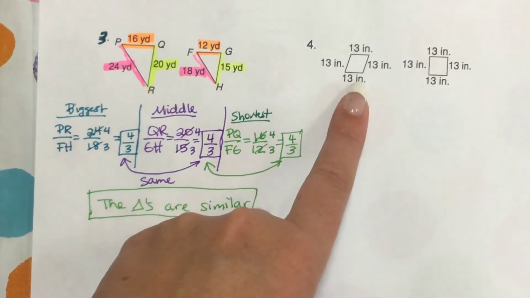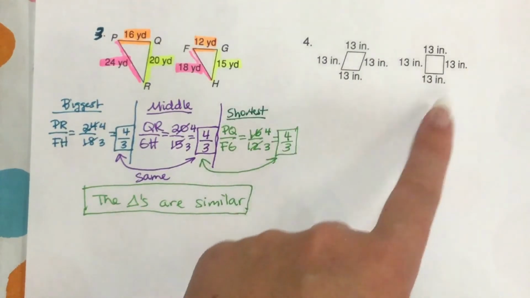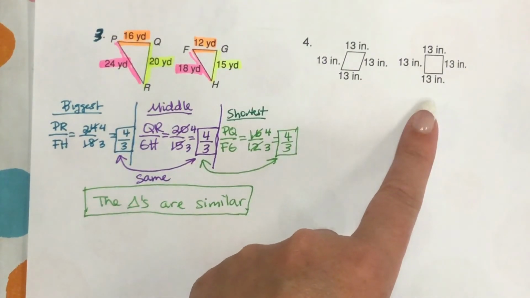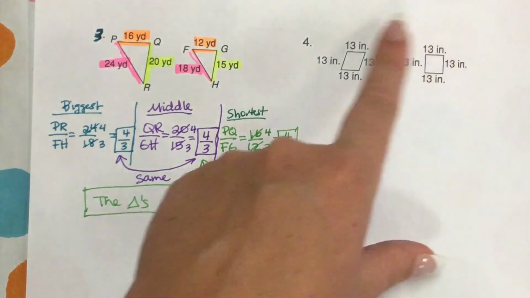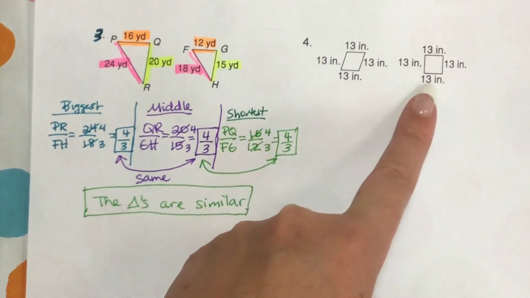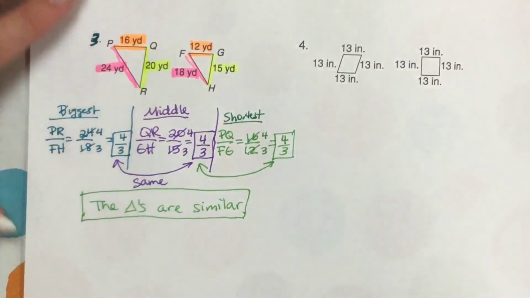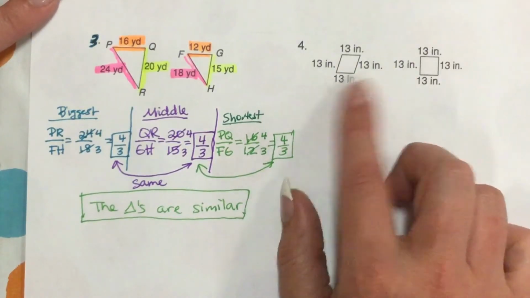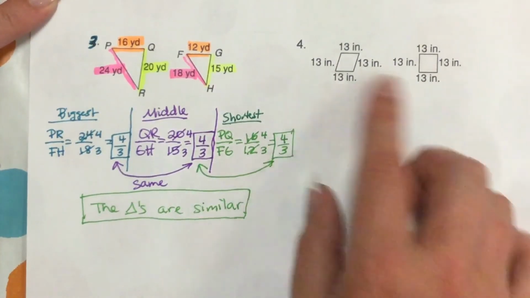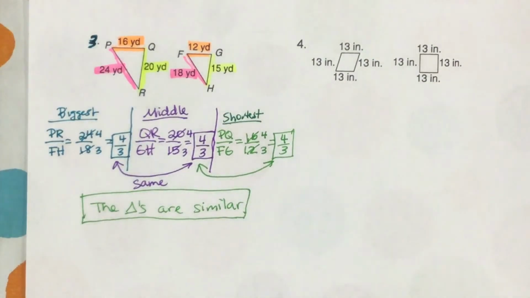But let's look at these. Do these quadrilaterals, 4-sided figures, have the same shape? And the answer is no, they do not have the same shape. This, all the sides are 13, and it's a square. But this, all the sides are 13, but it's a rhombus. And the reason why it doesn't have the same shape is because the angle measures are different. So this is not similar. We can just tell by looking at it because it does not have the same shape.